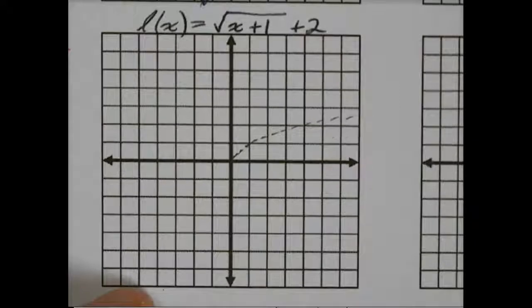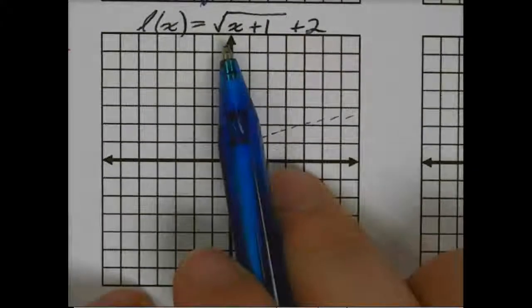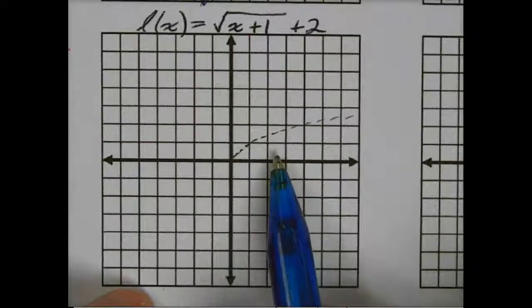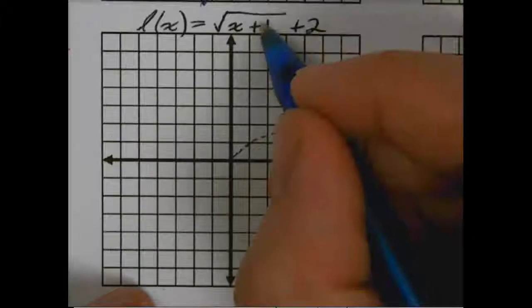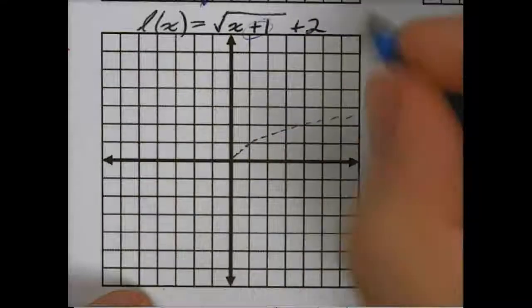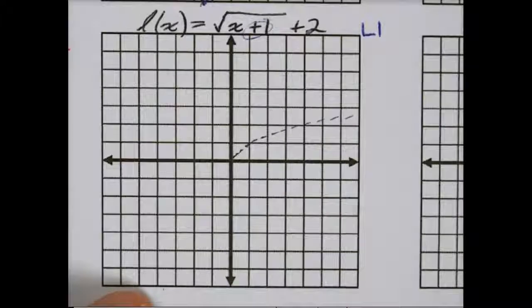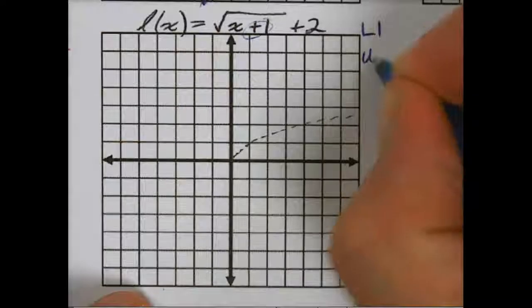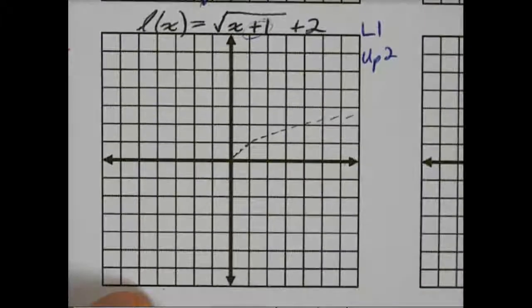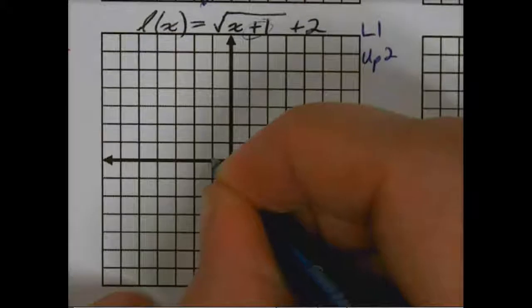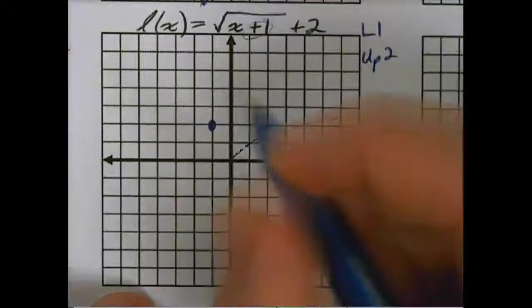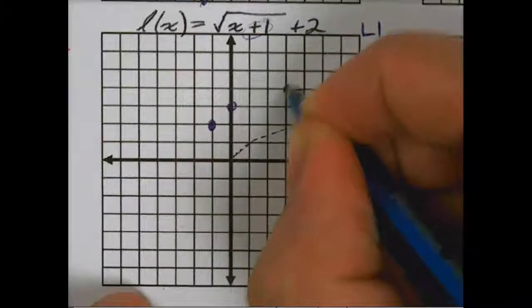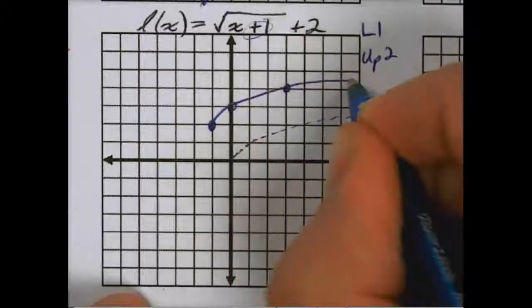All right, so our last one, again, identify the parent function. This one we have the square root of a variable, so this is our square root parent function, so I can go ahead and draw my square root on there. Now notice we have plus 1 inside with the x, so I will move to the left one. Remember, do the opposite of what you see. I have a plus 2 on the outside with my y, so I will move everything up 2. So take all of your points, move them left 1 up 2. So that's kind of like our new origin point. Left 1 up 2, left 1 up 2, and graph your new function.